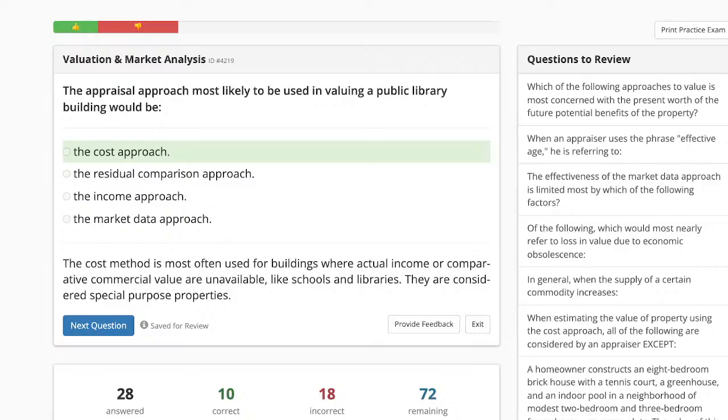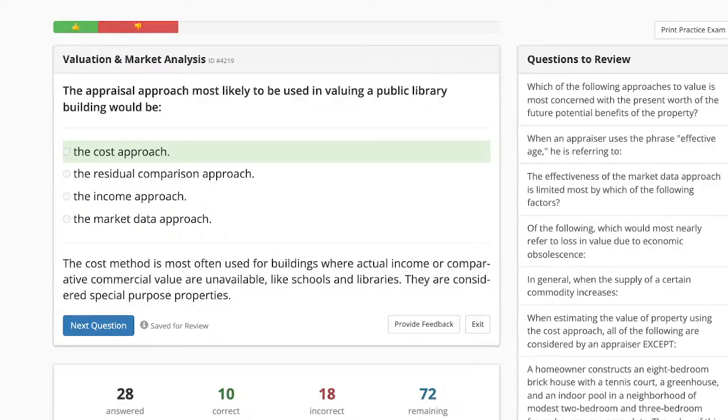So special purpose properties are ones that are unique to every community. For example, schools, libraries, police stations, things of that nature. All right, those are special purpose properties. How much would it cost to replace it brand new? You look at how much it would cost to replace it brand new, and there's your value.